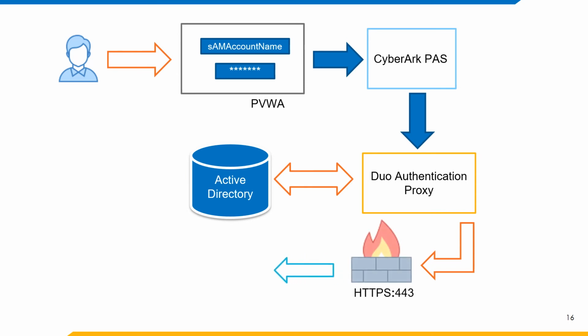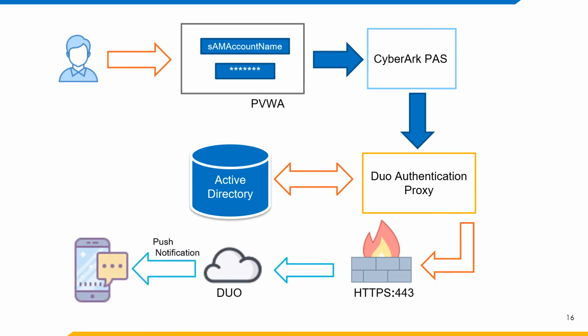Secondary authentication is done via the Duo Security service, where a user receives a push notification on their device. Duo Authentication Proxy receives an authentication response, and on successful primary and secondary authentication, the access to the PVWA is granted.